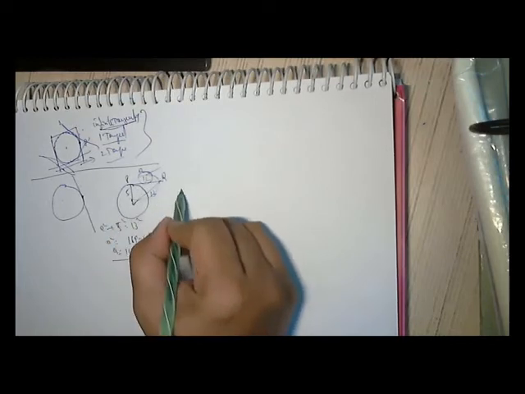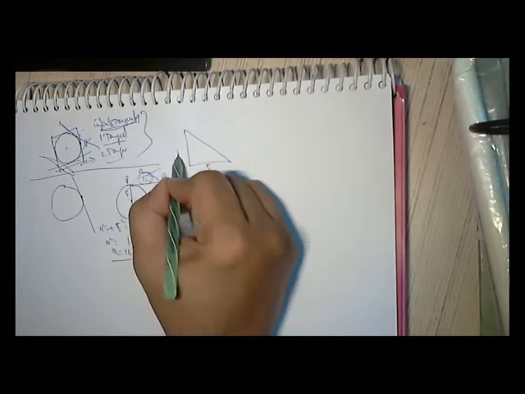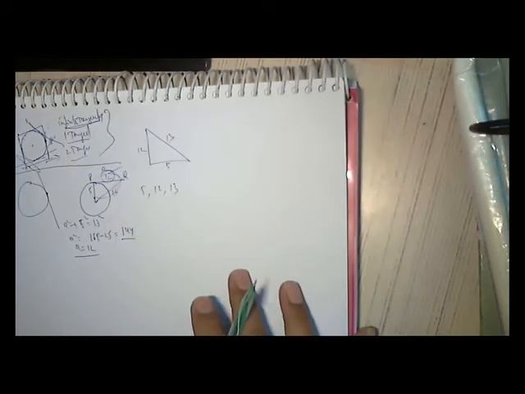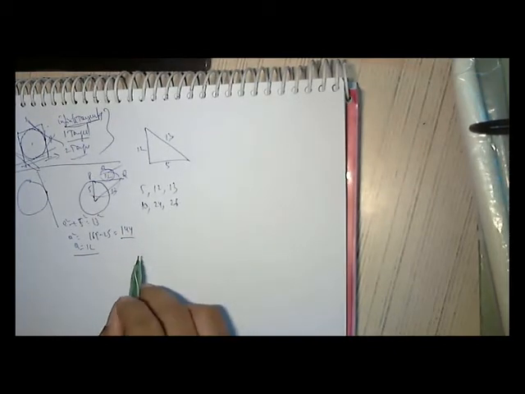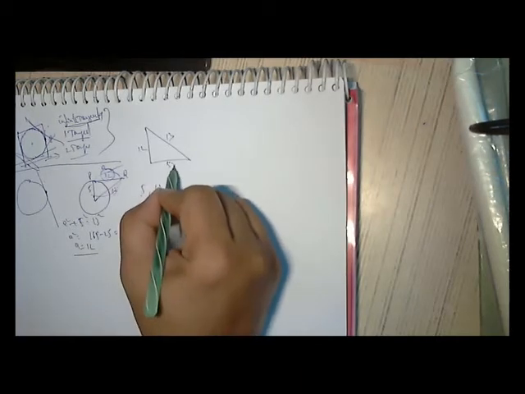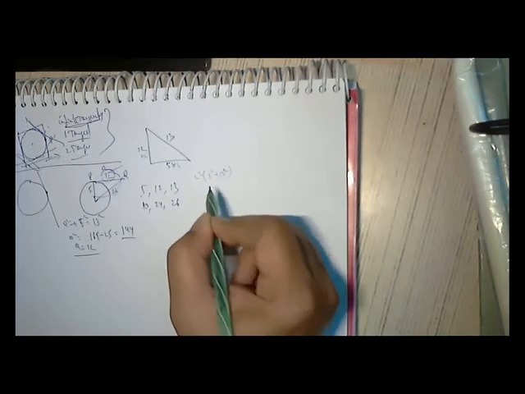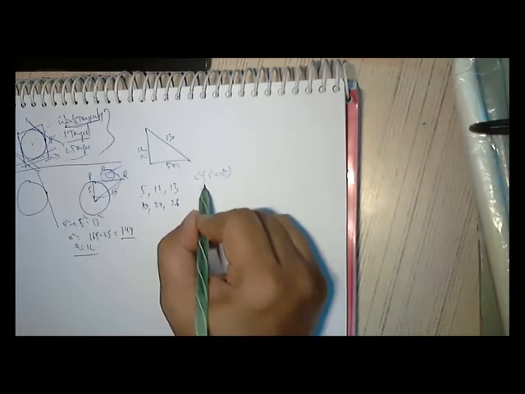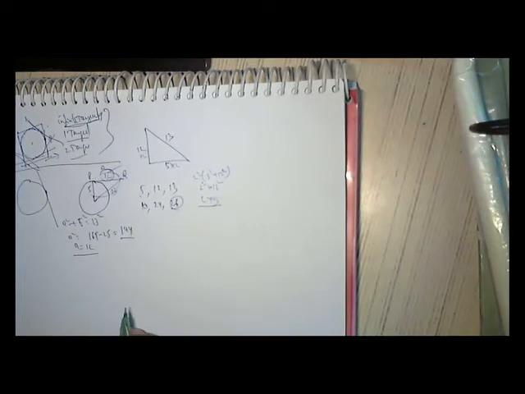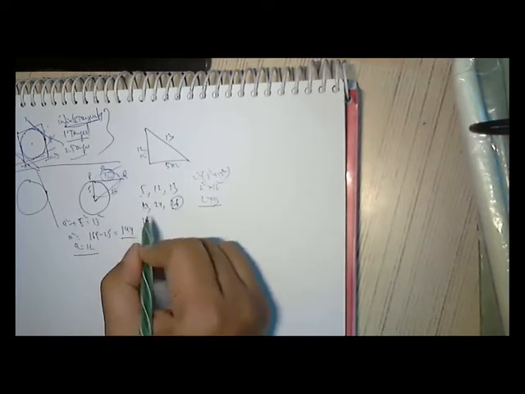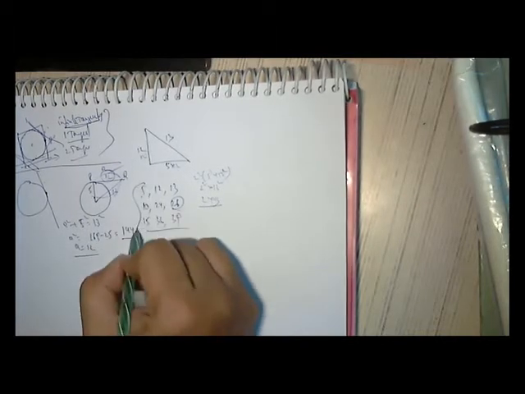But this is a combination. 5, 12, 13 is a combination of a right angle triangle. It can be 10, 24, 26. All I have done is multiply by 2. When I add 2 square into 5 square plus 12 square, it is 2 square into 13 square. When I take the square root, 2 into 13, that is 26. You can go on multiplying. If I multiply with 3, 15, 36, 39. These are the set of standards.